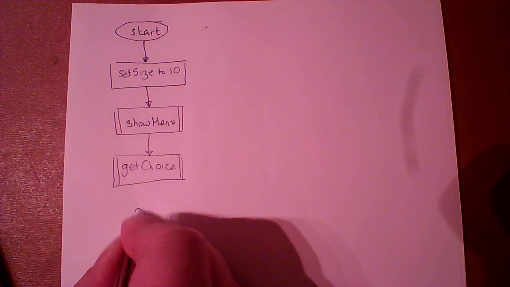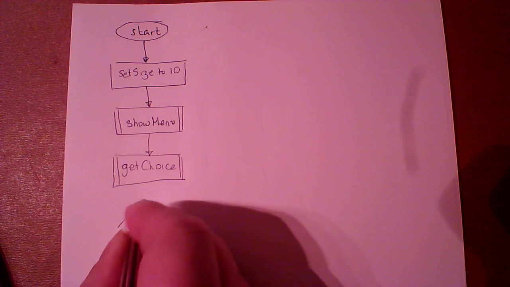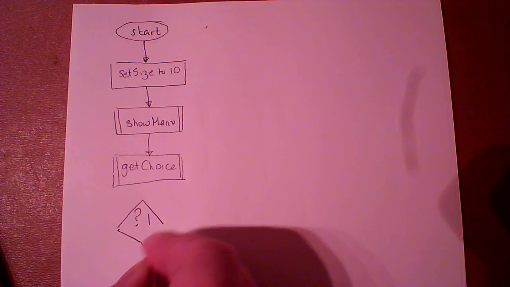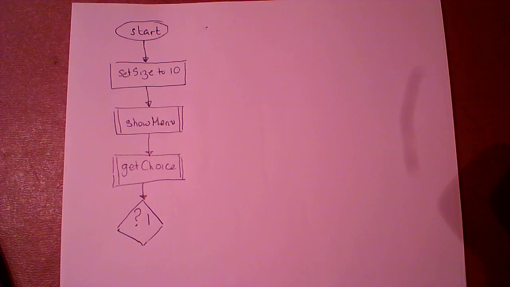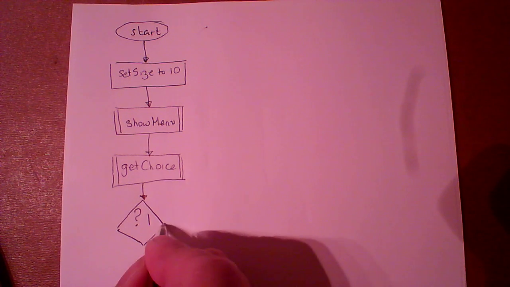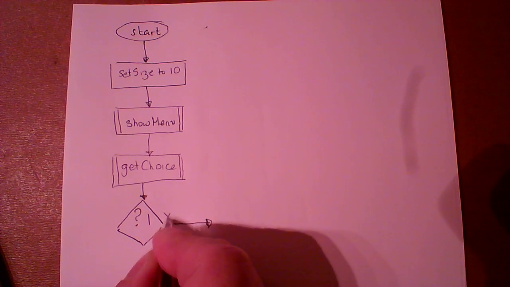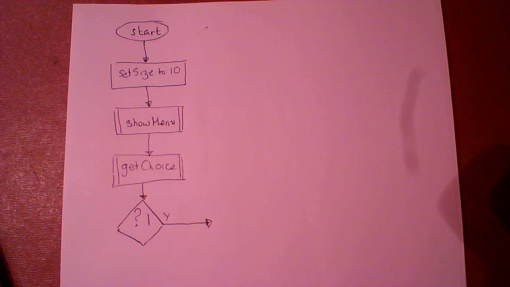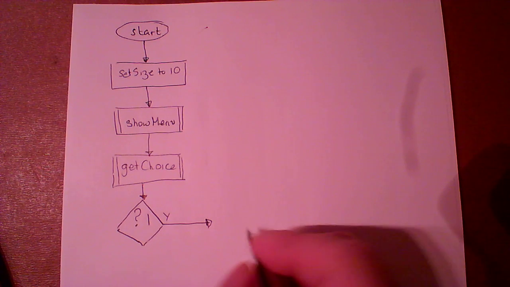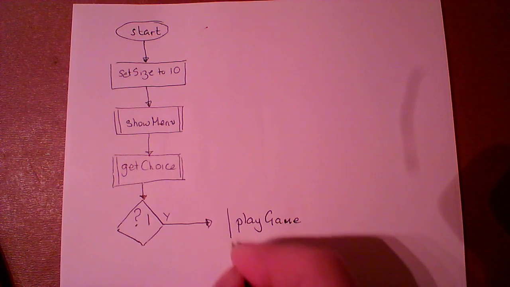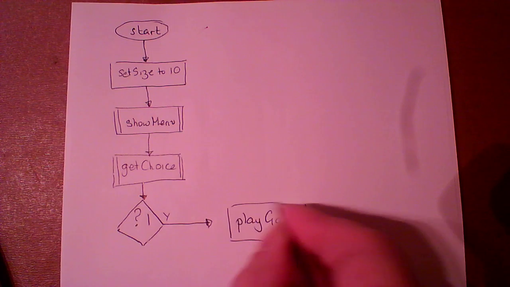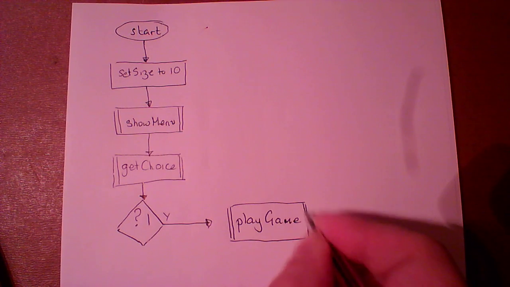What happens if they chose 1? I'm just going to put a question mark and a 1 because it's rather difficult drawing diamond boxes and fitting all the words in. So I'm just going to say, did they choose 1? It looks like that. So that comes straight after get choice. There's going to be 2 options. Either they chose 1 or they chose something else. If they chose 1, I'm going to take it out to the side. This is my yes condition. They've chosen 1. And if they did, well, what was choice 1? Choice 1 was play the game. So I'm just going to write that, play game, and turn that into a subroutine. There we go. We've got them playing the game.